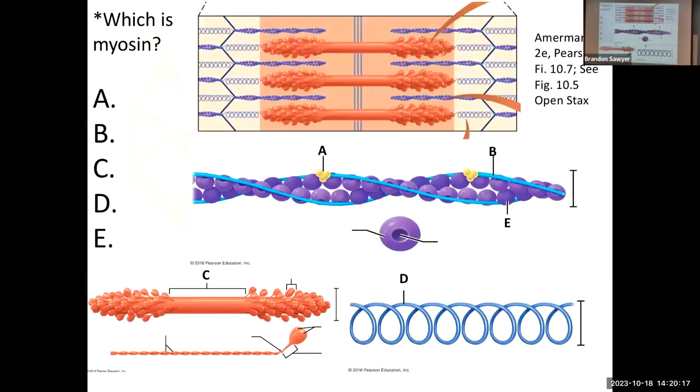Go ahead and label those structures there, those proteins we were just talking about. And then on your clickers, send in the one that you think is myosin.